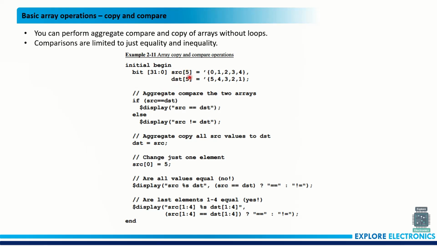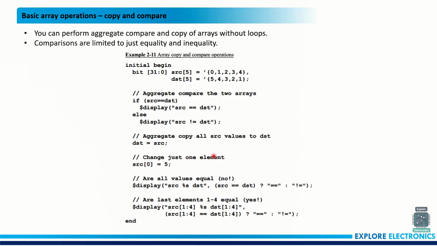Since these two have the same size, we can compare them as a condition in the if statement. If source is equal to destination, then it will display this message as it is, else it will display not equal, right? And also we can copy the content of the source into destination. It is like y equals a plus b. The right hand side a plus b will be calculated and then loaded to y, right? Similarly, dst equals source means whatever the content of the source array will be copied to destination. This is called copying, right? This is the copy method.